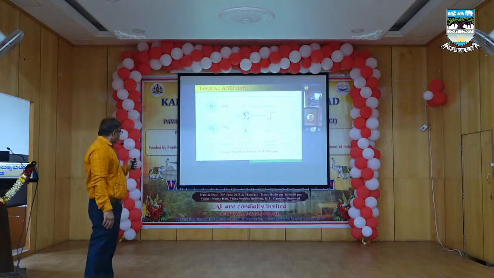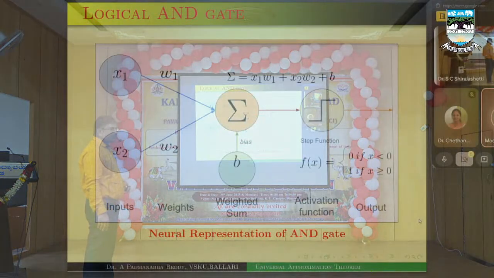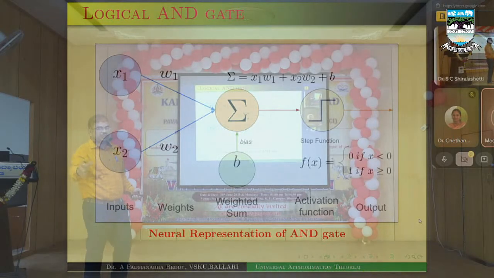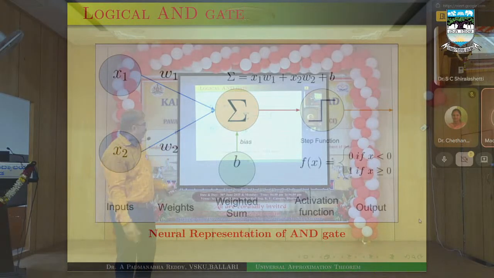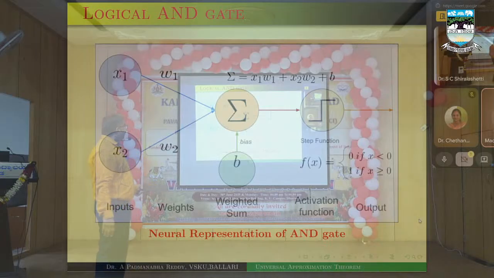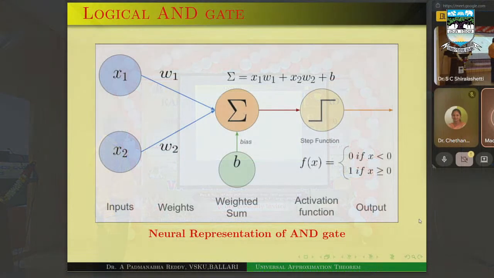Here x1, x2 are inputs, W1, W2 are weights, and the bias is nothing but the threshold. And the output: f of x is called the activation function. What will it do? No activation means 0.